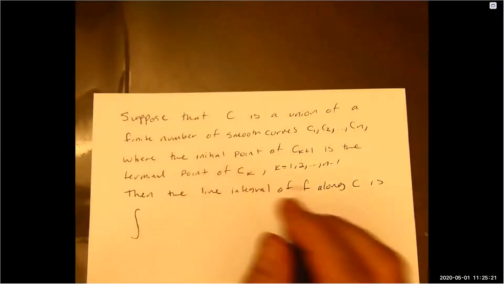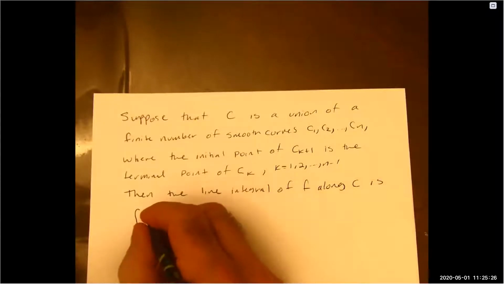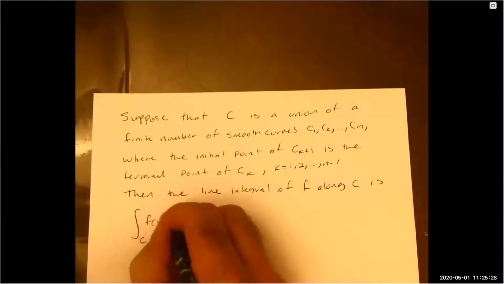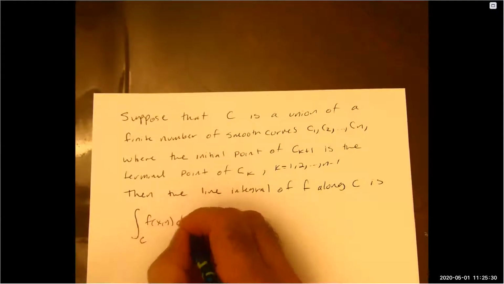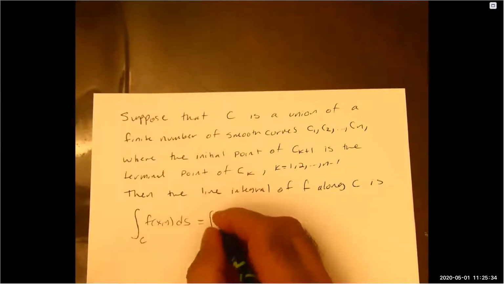So then the line integral of f along C of f of x, y ds is going to be equal to the line integral along C1 of f of x, y ds plus the line integral along C2 of f of x, y ds. And then we keep on going all the way out till we have the nth one.